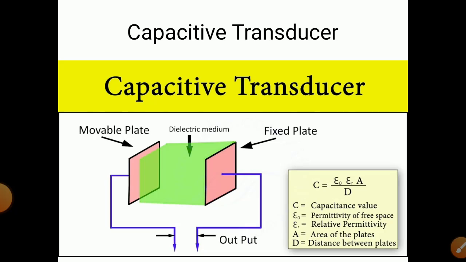Similarly, if you change the medium between the plates, the dielectric medium, what will happen? The relative permittivity of the medium will change and we will get a different capacitance value. Okay, so like this we have relations between permittivity, area of plates, and distance between plates. If any of these parameters changes, then the capacitance changes, and this capacitance is measured as the output.